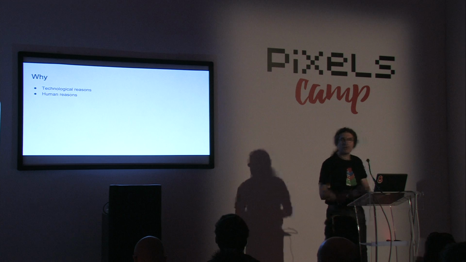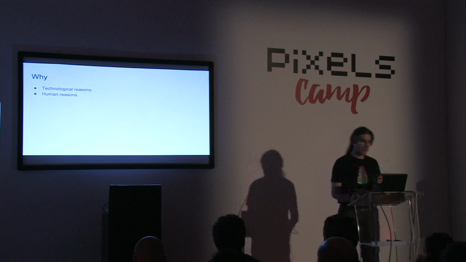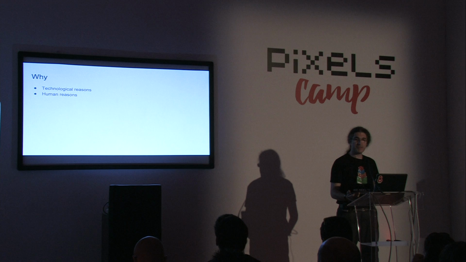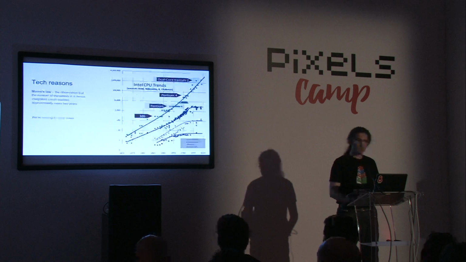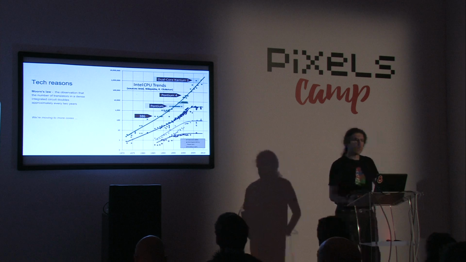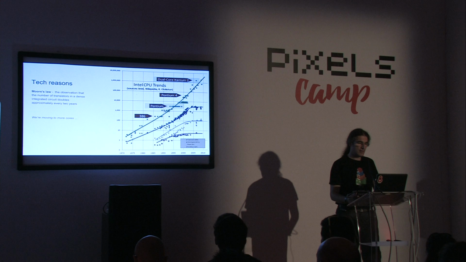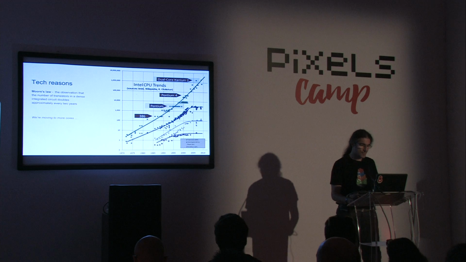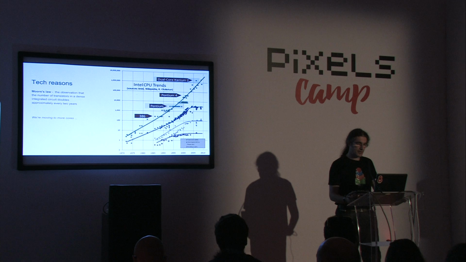So why do we need all these jargons? I would argue that there are tech reasons and human reasons. Let's start with the tech reasons. Some 50 years ago, Moore made an observation. It's called Moore's law, although it's an observation, that roughly the amount of transistors in a chip would double around 2 years. And 50 years later, it's still happening.